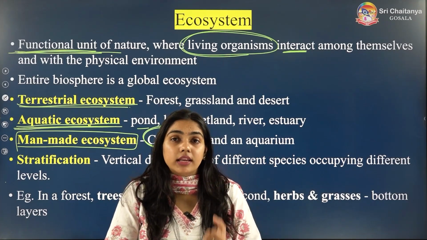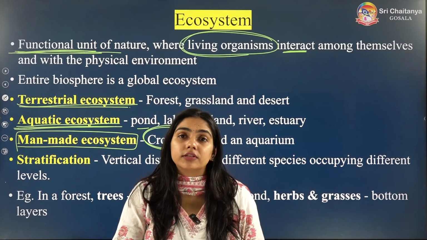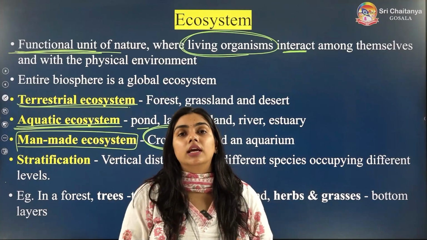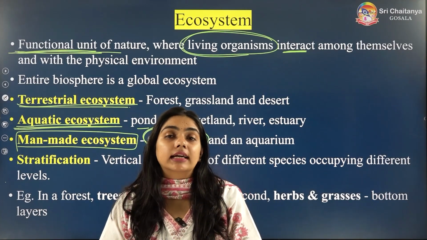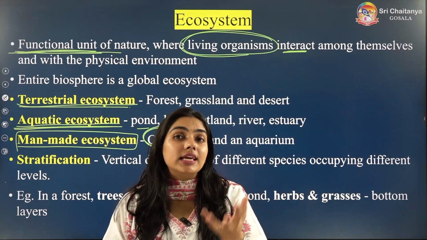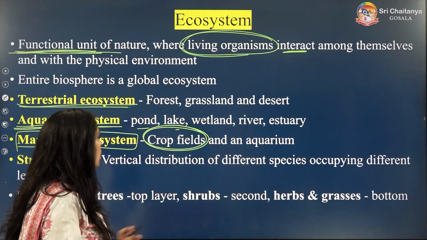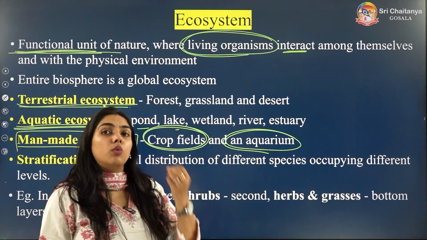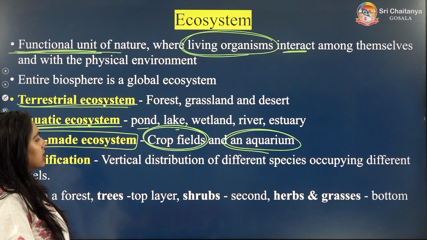Whereas an aquarium which we keep in our house, okay, which we keep in our offices, in that aquarium we put water and we put so many different colorful fishes, and then it is acting as an aquatic ecosystem, but man has made it. So it is a man-made ecosystem. An aquarium is a man-made aquatic ecosystem, right? So ecosystems can be categorized like this.